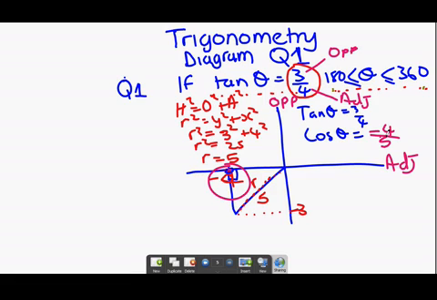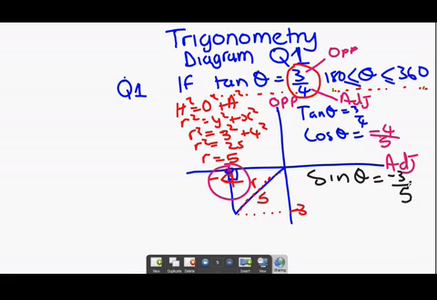And then finally, sine theta will give us, our opposite is negative 3, because sine theta is opposite over hypotenuse, and our hypotenuse is the one we calculated, 5. Now once I've got these, I've written them down, I am now ready to answer the other questions.